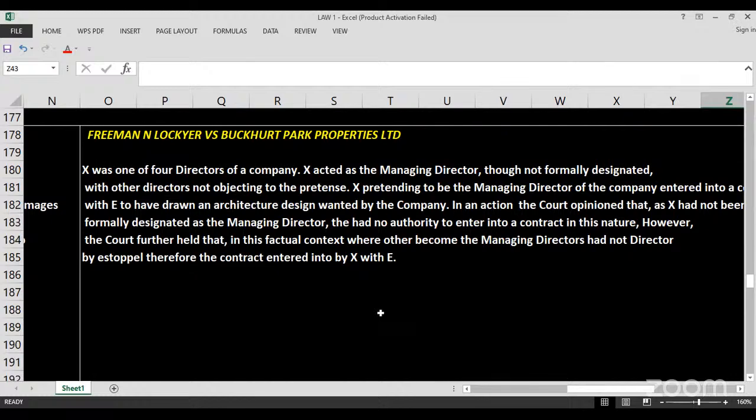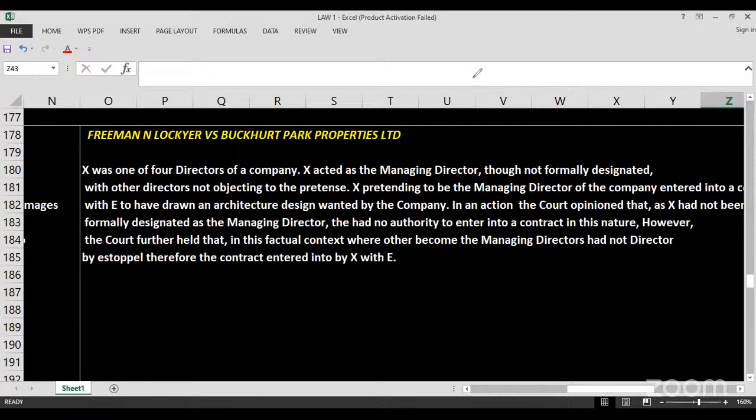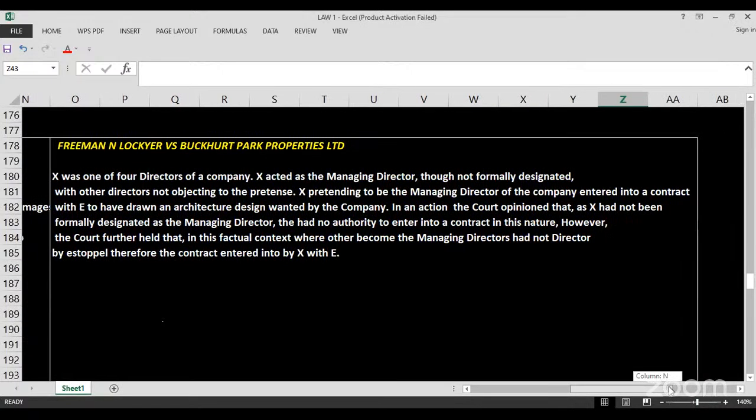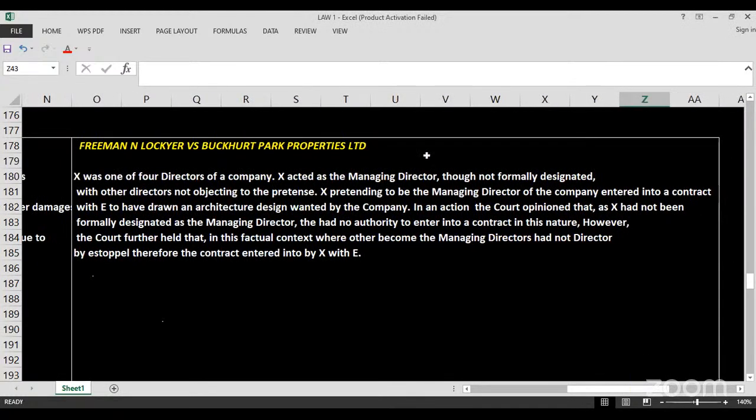So it's the last case law we are going to learn in this session. Now, X was one of four directors of a company. There are four directors in the company, and X is one of the directors.